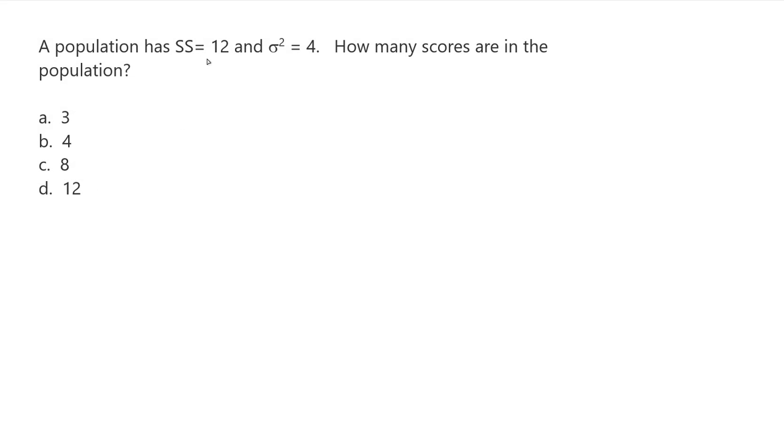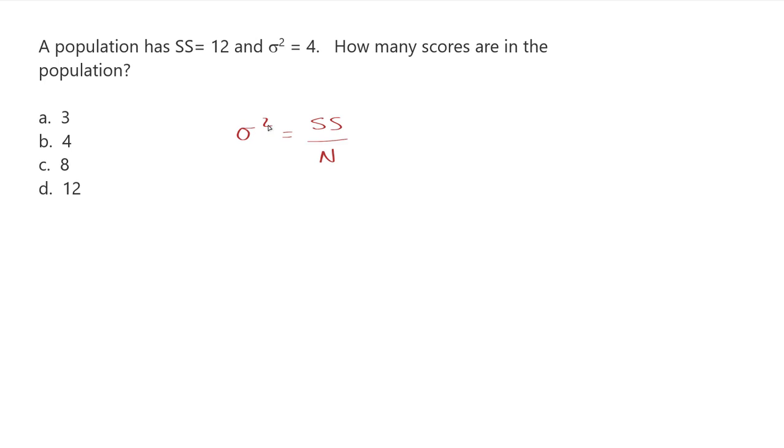A population has a sum of squares equal to 12 and a population variance equal to 4. And they're asking us how many scores are in the population: either 3, 4, 8, or 12. All right, so in order to work this out, we need a formula that relates the population variance to the sum of squares and n. And this is the formula here.